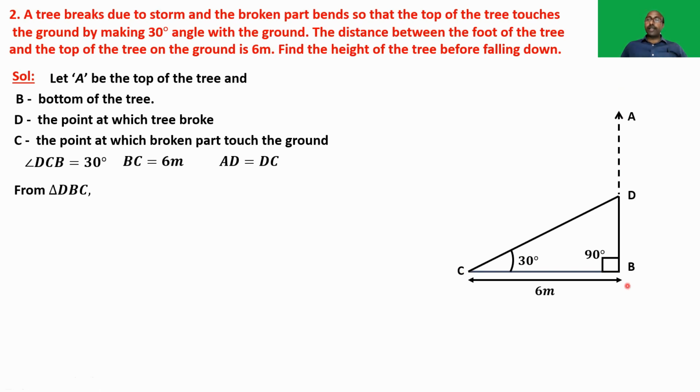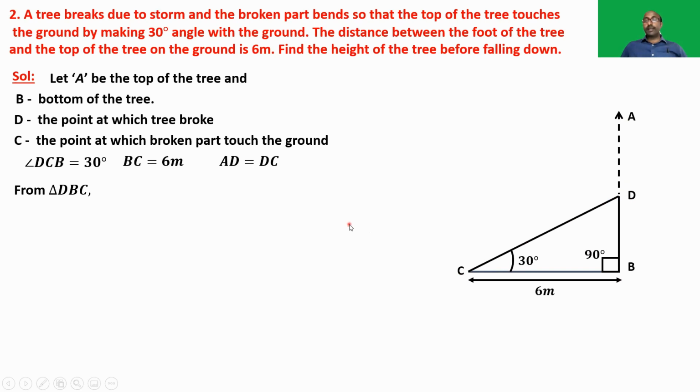But what is length of AB? Length of AB is sum of both AD and DB. And we have AD is equal to DC. So we have to find both DC and DB. DC is hypotenuse of this triangle. DB is opposite side with respect to the angle C, which we know that 30 degrees. Now we have to find both opposite and hypotenuse.